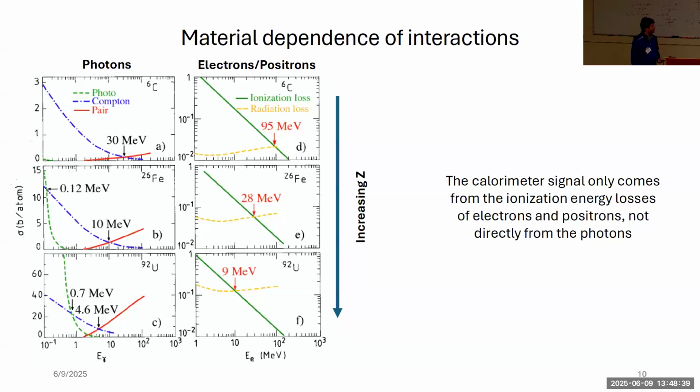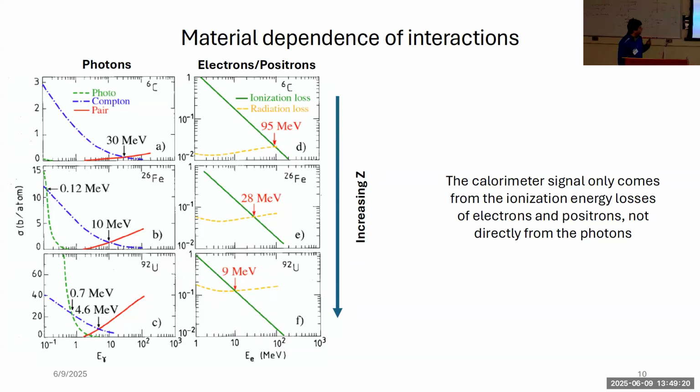Okay. So there are actually material dependencies to these cross sections. For photons, the point at which pair production becomes the dominant feature changes a bit with the increasing Z of the material. Similarly, what we call the critical energy, which is the point at which the ionization curve and this radiation curve, or Bremsstrahlung curve, cross, decreases with increasing Z of the medium.